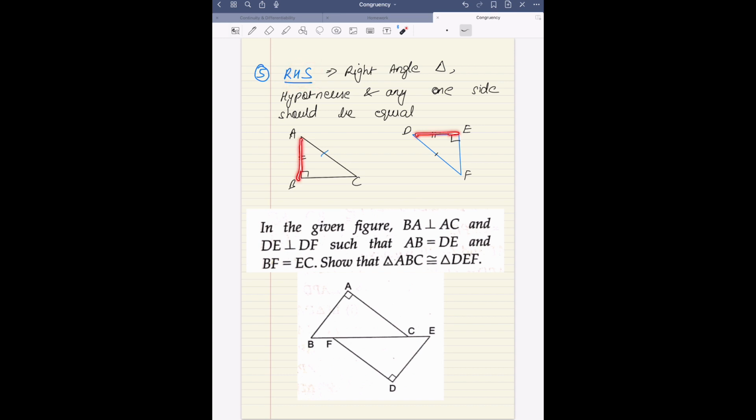So AB is equal to DE. AB can also be equal to EF. It doesn't matter whether it's the base or the perpendicular. Let's have a look at a question.